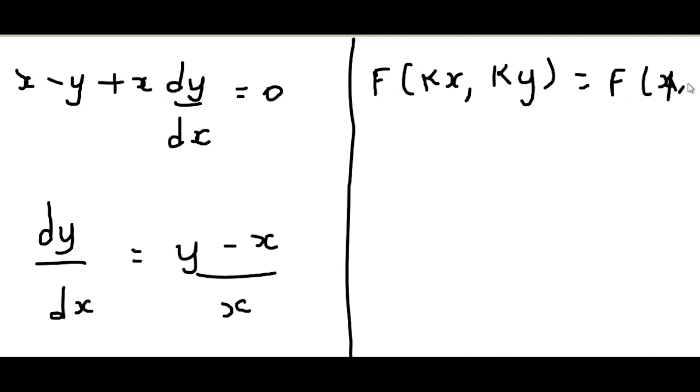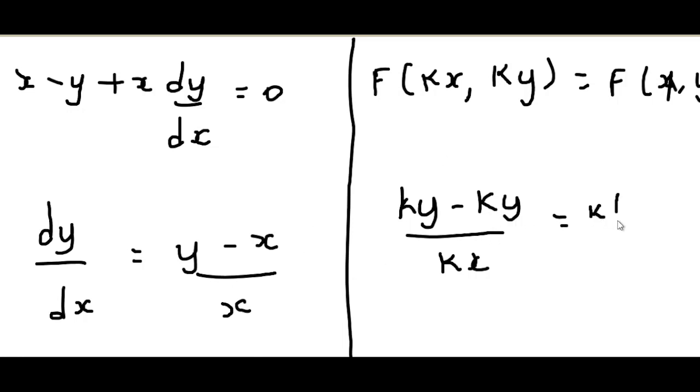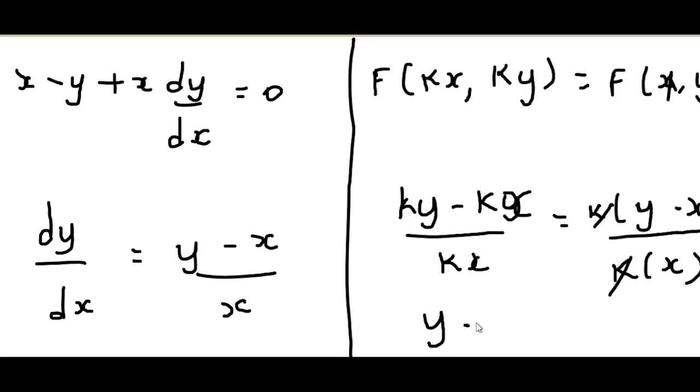f(x,y) equals... Okay, so we are going to replace x and y with kx and ky, giving ky minus kx over kx. Taking the k out, it will be k times (y minus x) over kx. So this k and this k cancel, so we are left with y minus x over x. That proves it's homogeneous.